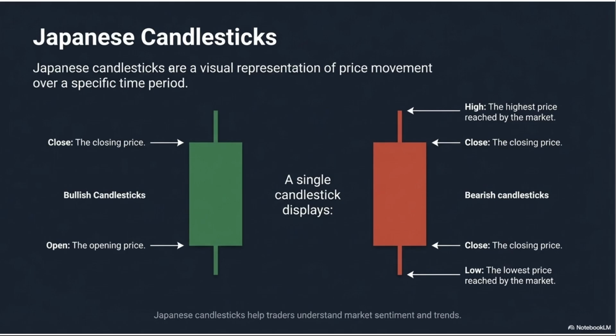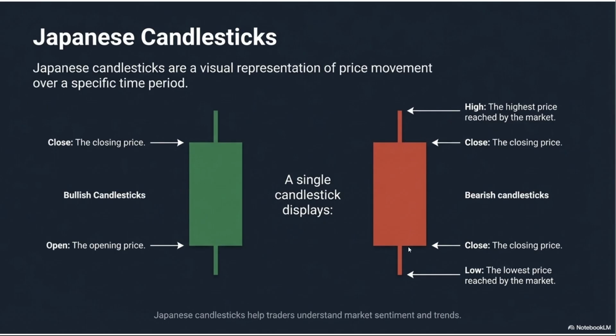So Japanese candlesticks are a visual representation of price movement over a specific time period. This is the simple definition. Each candle, as we can see, is either a green candle or a red candle. The green candle means the price is moving up, and the red candle means the price is moving down. And this is a single candlestick display.